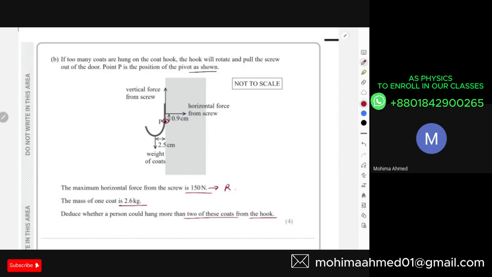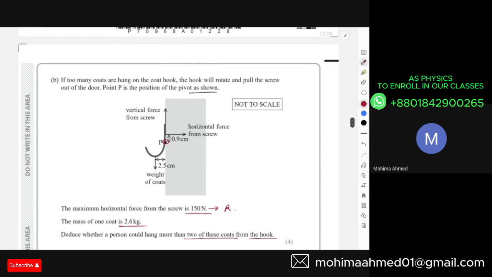The weight of the coat was 2.5 centimeters horizontally away from the pivot and 0.9 meters below the horizontal force on the screw. If too many coats were hung on the coat hook, the hook will rotate and pull the screw out of the door. In this case, your reaction force and the weight of the coats are making the entire hook rotate.